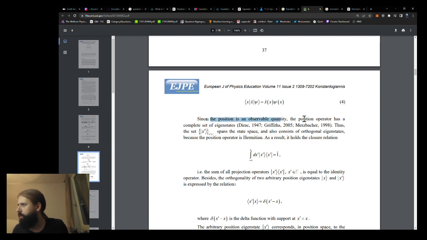Since position is an observable quantity, the position operator has a complete set of eigenstates. This spans the state space and also consists of orthogonal eigenstates because the position operator is Hermitian, which holds the causal relationship there.